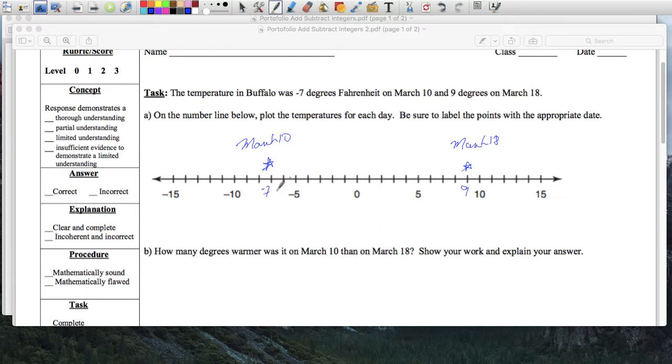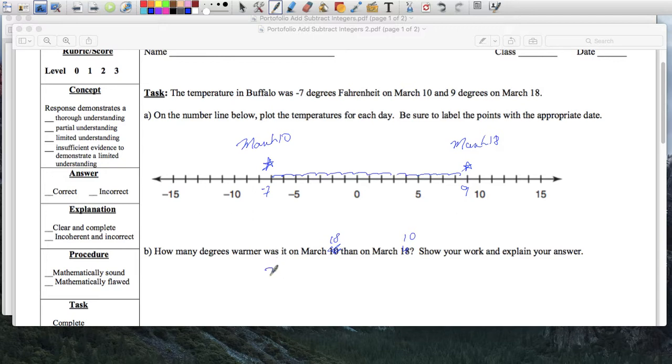That's it for that. And then B, how many degrees was it on March? This should have been 18, this should have been 10. How many degrees warmer was it on March 18 than on March 10? Well, count the distance between -7 and 9. So that's 1, 2, 3, 4, 5, 6, 7, 8, 9, 10, 11, 12, 13, 14, 15, 16.